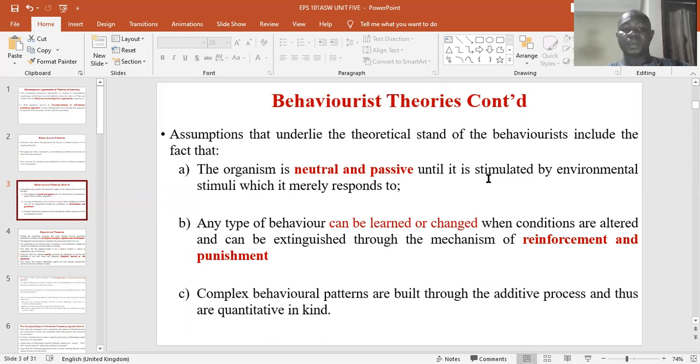The second assumption says any type of behavior that the individual learns, the person can unlearn it and relearn it depending on situations that he or she is exposed to within the environment. It means if you learn today, you can forget it tomorrow, and you can equally relearn what you have forgotten when situations change. The third one says complex behavioral patterns are learned through additive processes, that's quantitative in kind. It means when we encounter difficult situations when it comes to learning, we add on to what we have already.